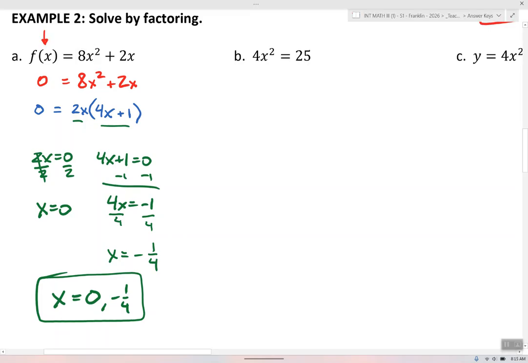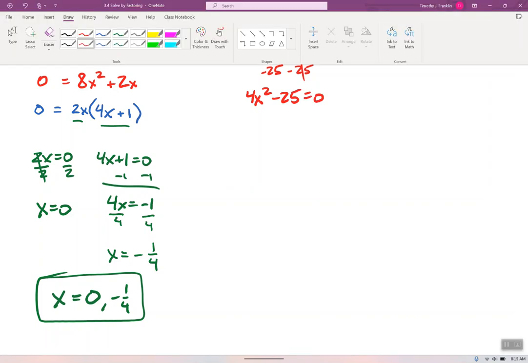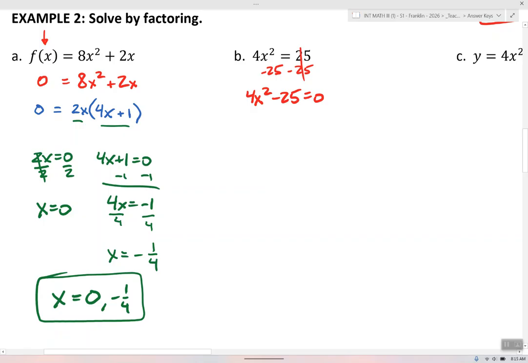For this next one, we have to get all of our terms to one side or the other. So I'm going to go ahead and subtract 25 from both sides here. Doesn't really matter which side you put 0 on. So 4x squared minus 25 equals 0. And the reason I subtracted 25 is because I like to have a positive leading coefficient, because then I can easily factor a difference of squares if that's what it is. If I had negative 4x squared plus 25, I'd have to multiply by a negative 1 to get that difference of squares pattern.